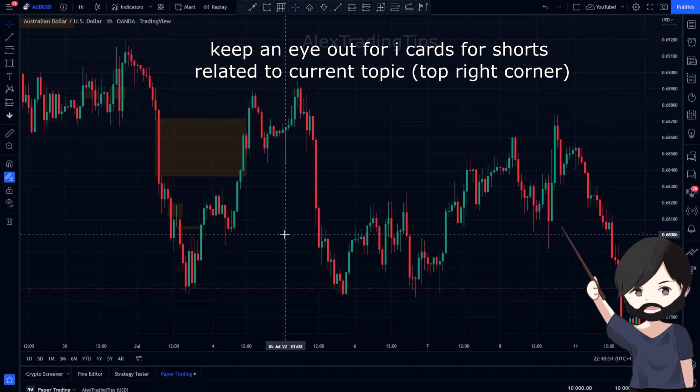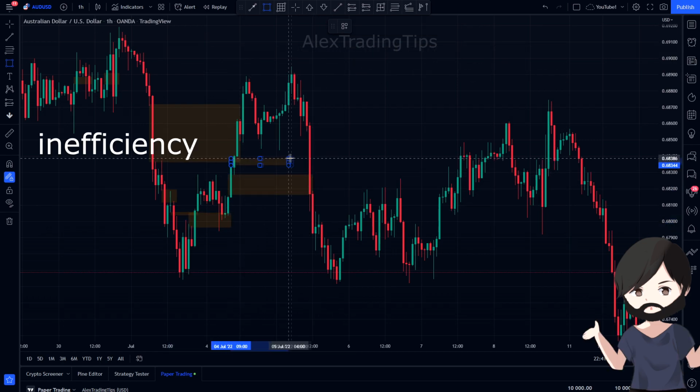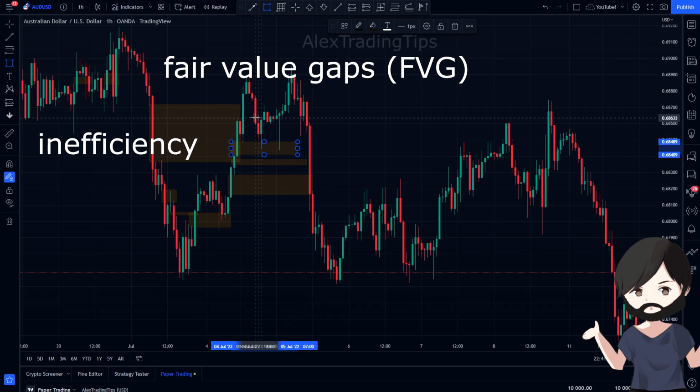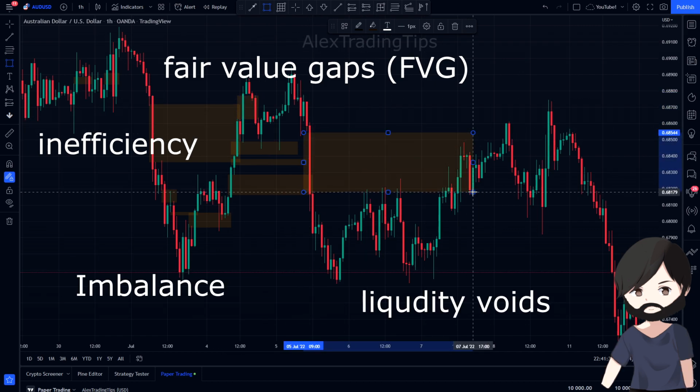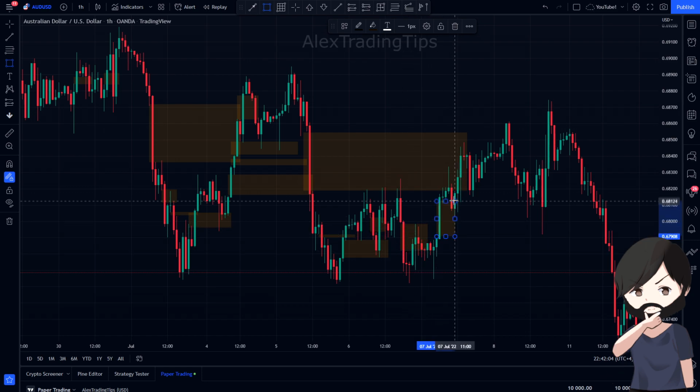Now first you need to understand that imbalances have different names across the trading community. They are known as inefficiencies, fair value gaps, liquidity voids, and imbalances. Imbalances are mostly used in the crypto market, fair value gaps are used for indices, inefficiencies are used in the Forex market.